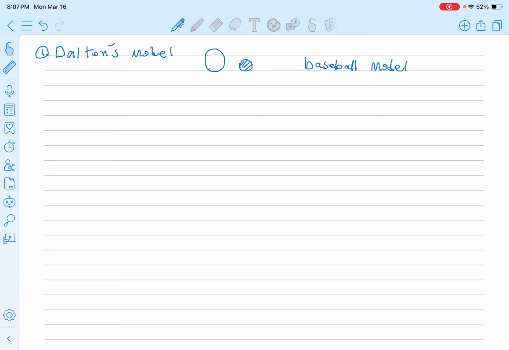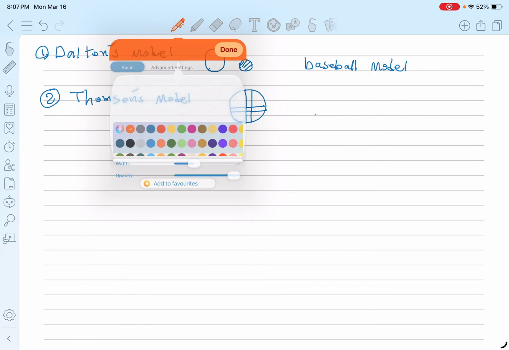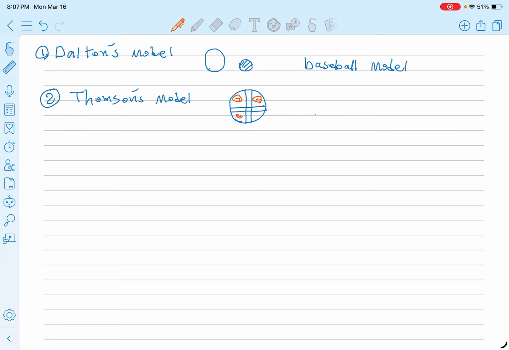After Dalton, another scientist, Thomson, introduced his model. He said that the atom looks like a sphere, as Dalton said, but at that time they had discovered positive and negative charges. So he said the whole of this sphere is positive charge, and the negative charges are embedded in this positive charge. That's why they call this the plum pudding model.